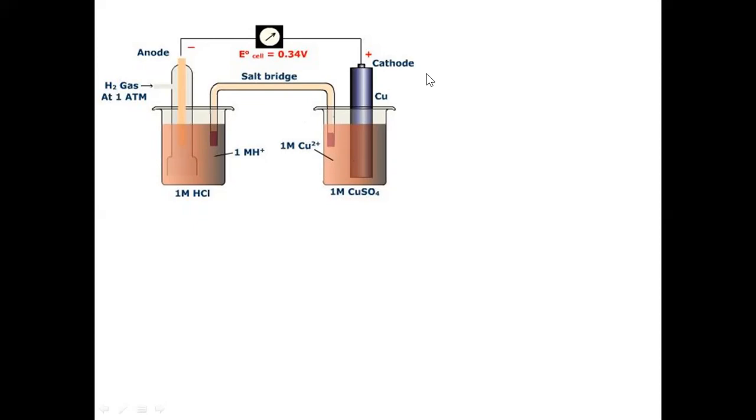Now, what happens at the anode? Since the anode is the negative pole of a battery, the reaction that occurs at the anode is oxidation. For the cathode part, this is the positive pole of the battery. As said earlier, reduction occurs.